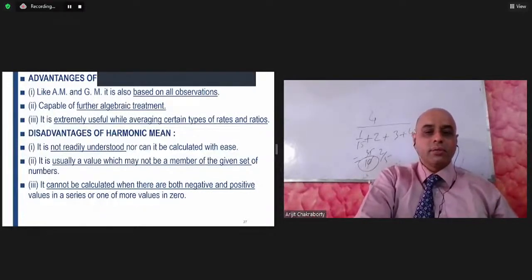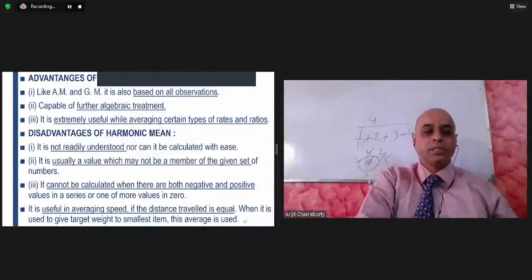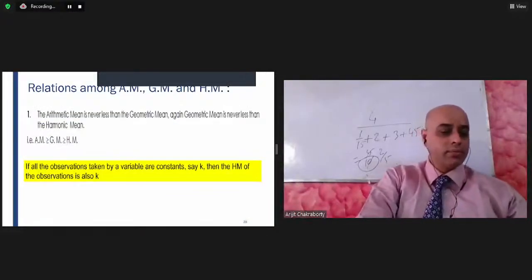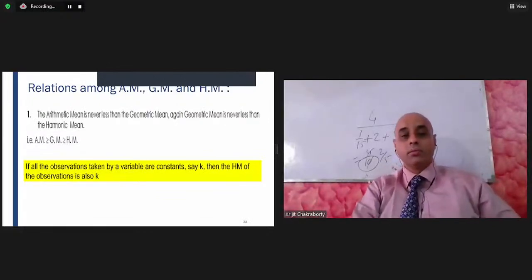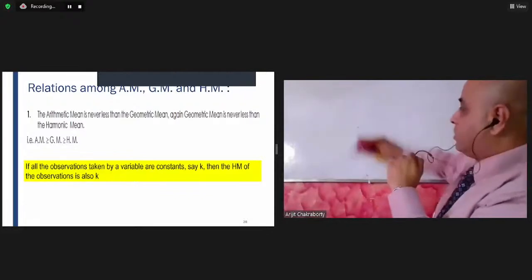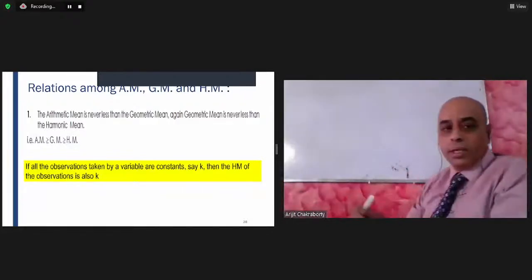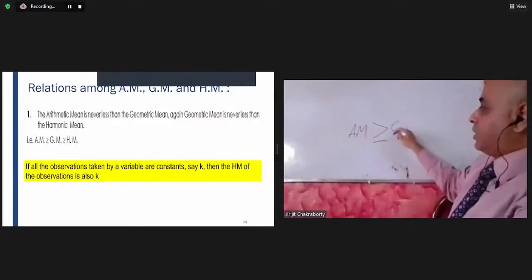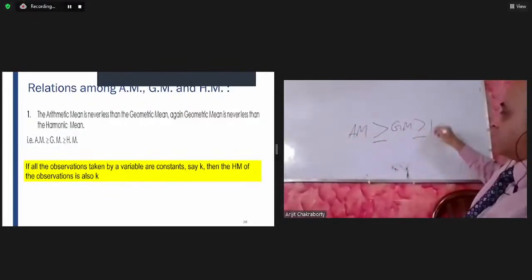Now let us take one more example. It is useful in averaging speed if the distance traveled is equal. Now relations among AM, GM and HM, very, very important. AM is always greater than or equal to GM, which is always greater than or equal to HM.